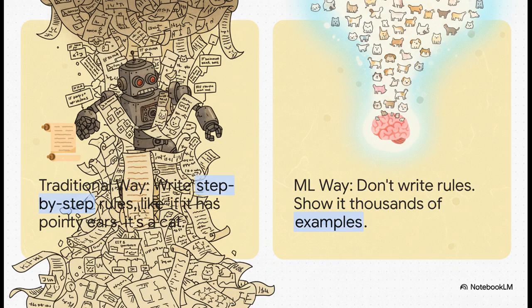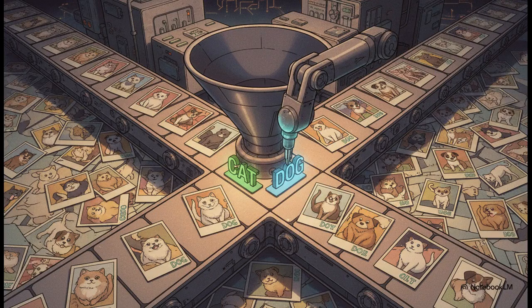The machine learning way is totally different. It says, forget writing rules. Instead, just show the computer a ton of examples. This is that learning from data idea in action. You basically feed the machine a mountain of information, a fire hose of pictures. And every single one is labeled by a person. This is a cat. This one's a dog. Cat, dog, over and over and over again.